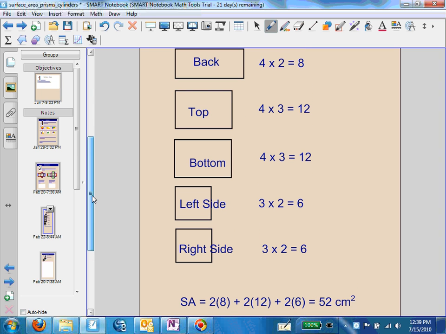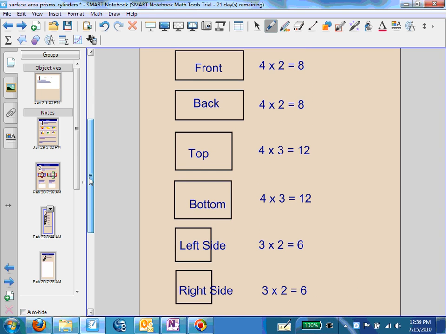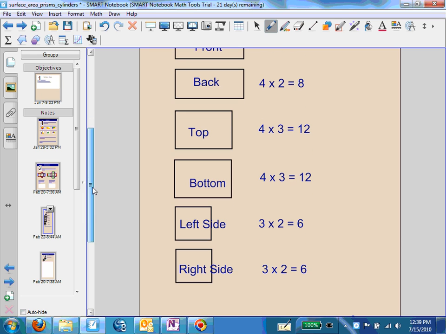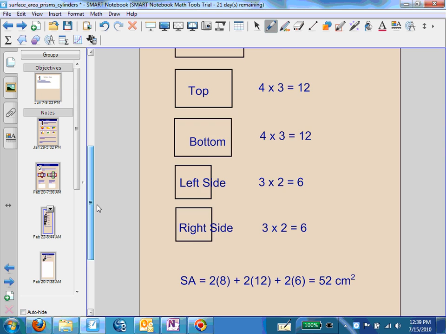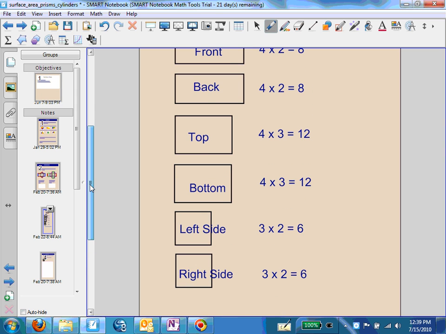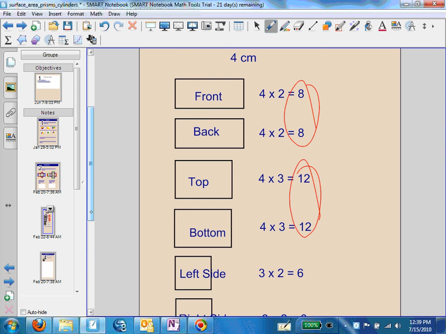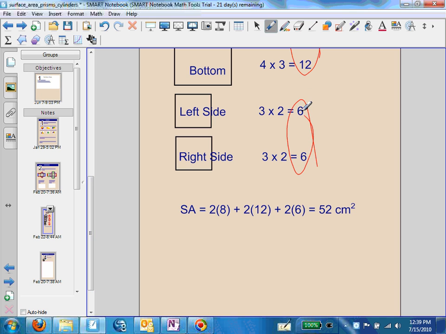With a rectangular prism, it's pretty easy because the front and back are the same, the top and bottom are the same, and the left and right sides are the same. So you could simplify this and say 2 times 8, 2 times 12, and 2 times 6 when you do your math. And that gives you your total surface area.